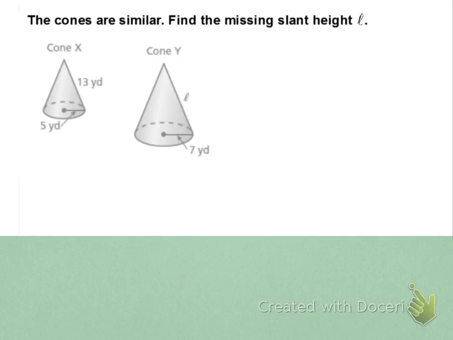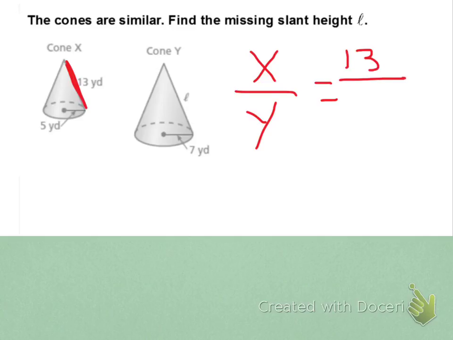Here they're saying the cones are similar. Find the missing slant height. So we don't have to square anything. We're just going to set up our proportions. We have cone X and we have cone Y. So the slant height of cone X is 13, and the slant height of cone Y we don't know. That equals, we know the radius of X is 5, and we know the radius of Y is 7. So there's our proportion, and now we just solve.